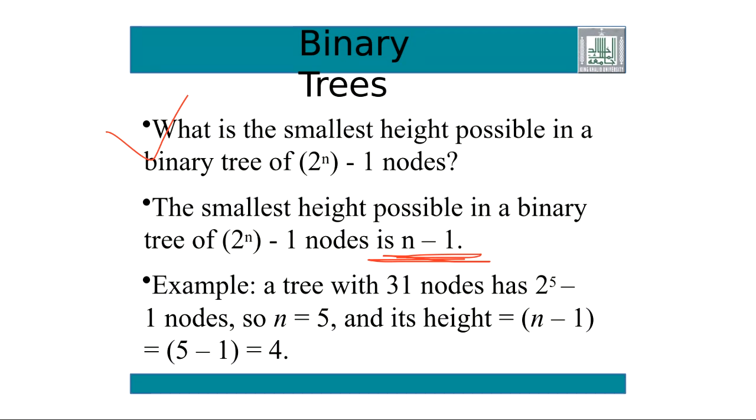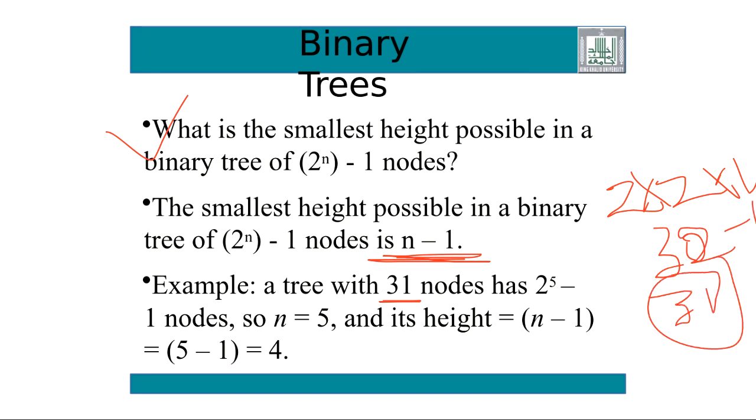So see here, they gave one small example. One tree contains 31 nodes. 31 nodes means 2 power 5 minus 1. Okay, so 2 power 5 means what? 2 multiplied by 2 multiplied by 2, like that, 32. Sorry, 32 minus 1, that means 31. So here 31 nodes. So we can consider n is 5, and we can calculate the height as n minus 1, that means 4.